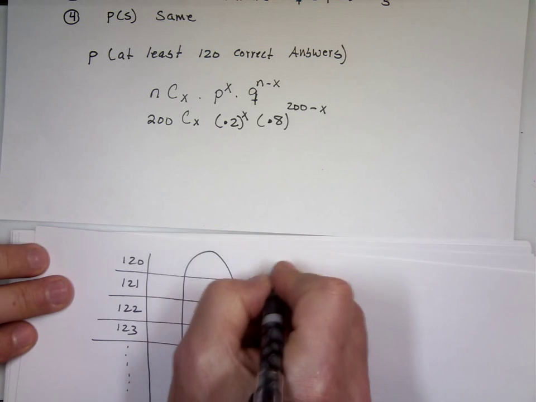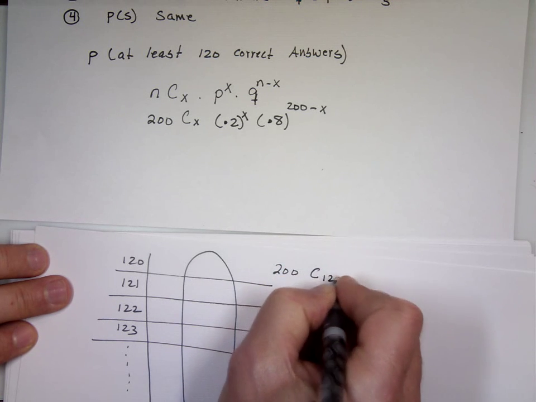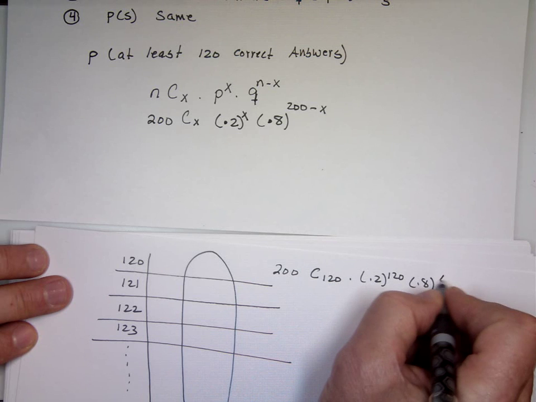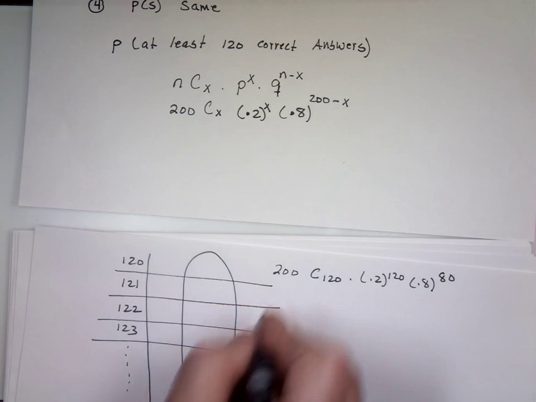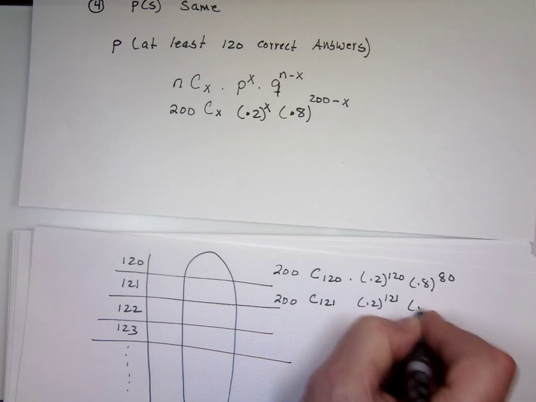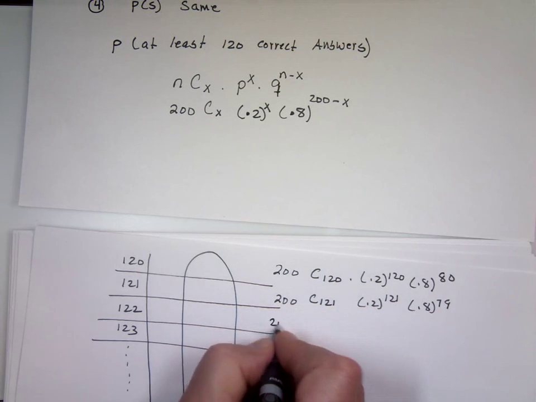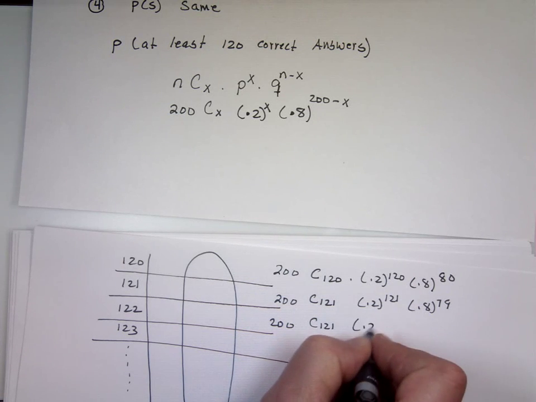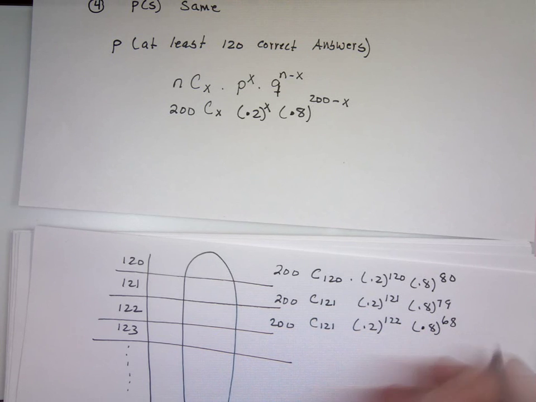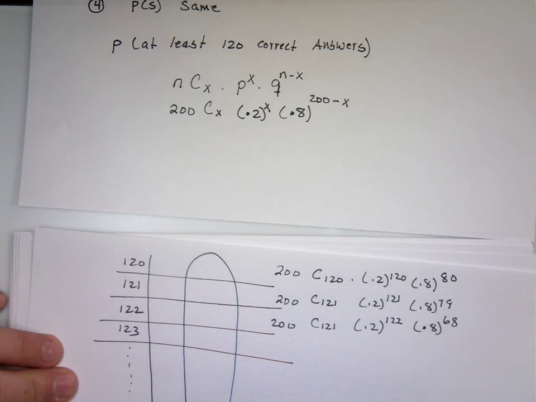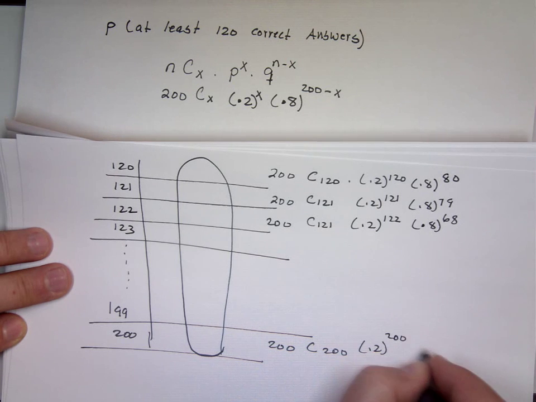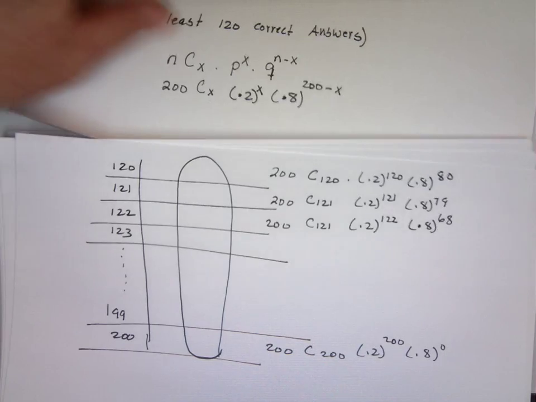Because to get it for 120, that's going to be what? 200 C 120 times 0.2 to the 120 times 0.8 to what power? 80. 200 minus 120. And the next one is going to be 200 C 121, 0.2 to 121, 0.8 to the 79. And the next one. We're not going to do it, so don't worry about your calculator. You'll be out of your mind to do it that way. See, the last one is 200 C 200, 0.2 to the 200, 0.8 to the power of 0. So you have to go and calculate all these.